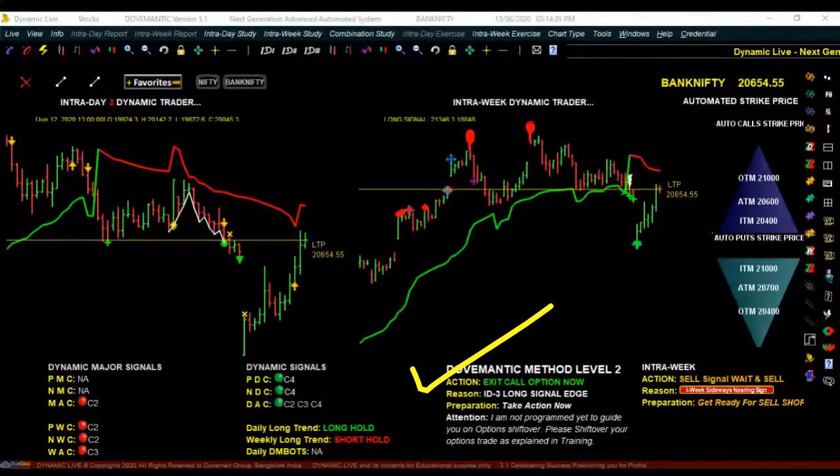And then similarly, when the price starts decreasing, it will be written as buy put option now. Later, it will tell you to hold put option. Finally, at some point, it will be written as exit put option now.